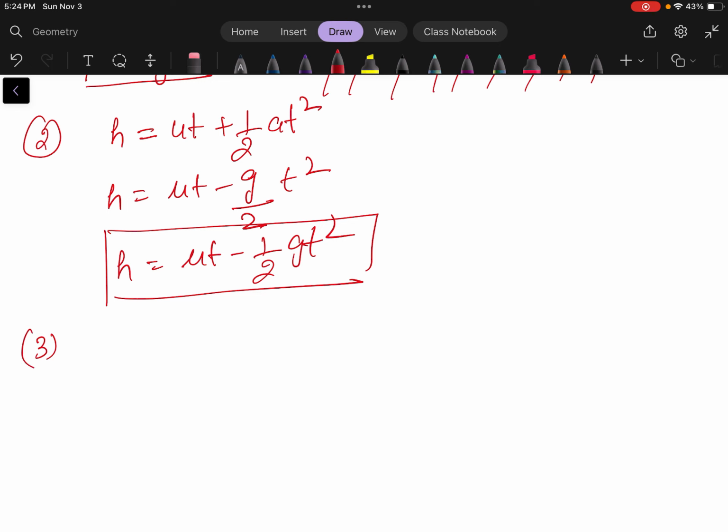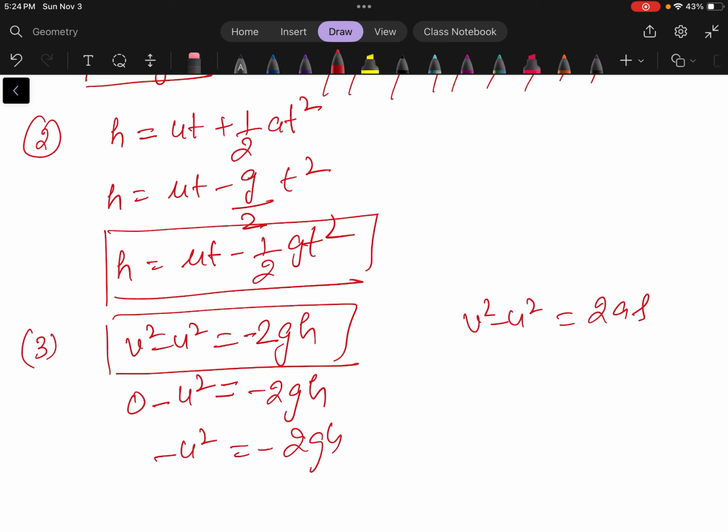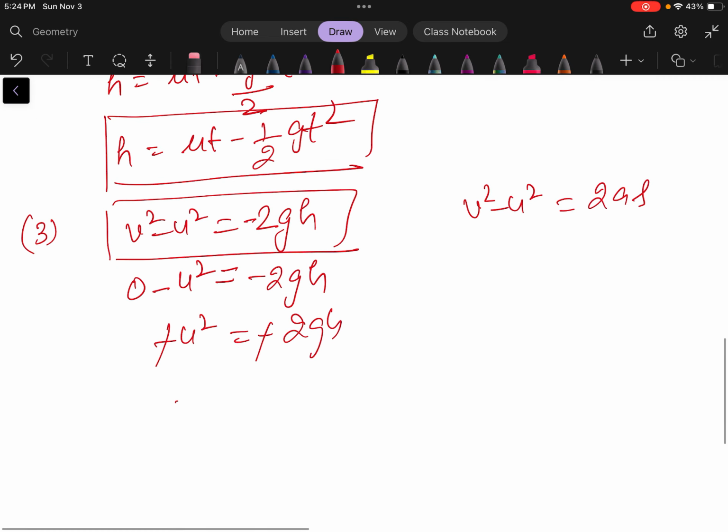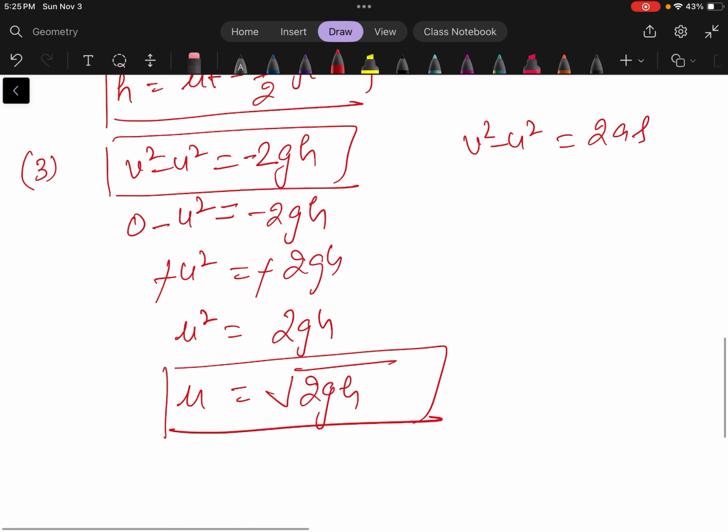In the same way, you can also substitute in v square minus u square is equal to 2as. We substitute v is equal to 0, u is equal to u, and the value of a is equal to minus g, with h. So minus u square is equal to minus 2gh, the minus minus cancels, so u square is equal to 2gh, so u is equal to under the root 2gh. So this is the next formula.